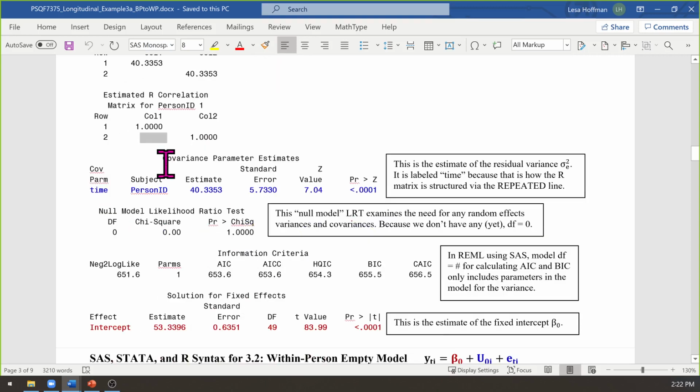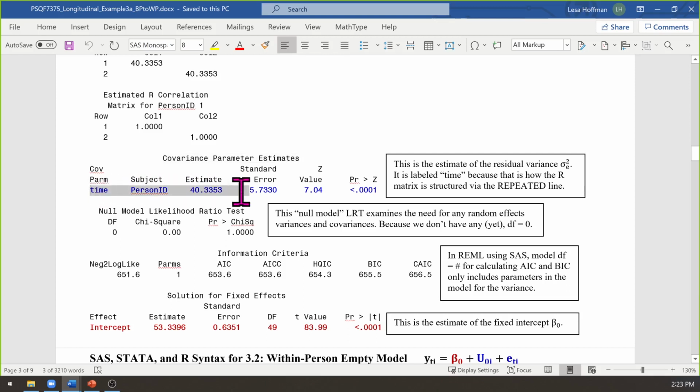Next up is a table that lists all of the parameters in the model for the variance. The name of this table is covariance parameters, which is not a great name because it should be variance and covariance parameters. It's a bad name. But if SAS output were transparent and easy to read, I would not have a job.